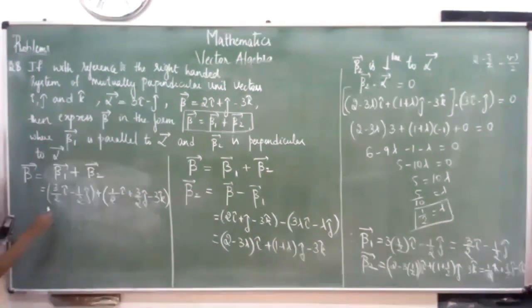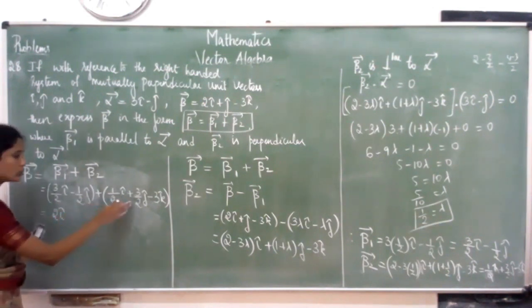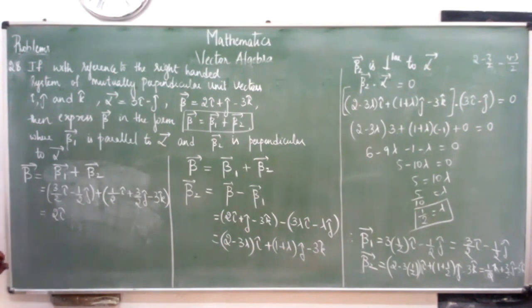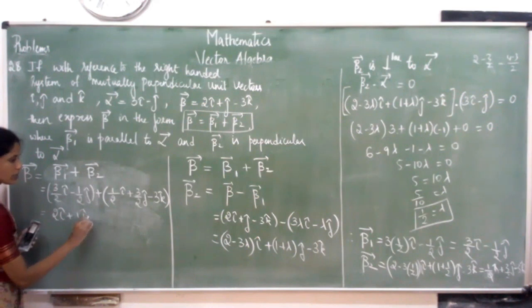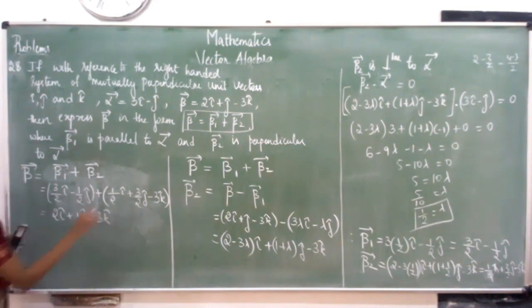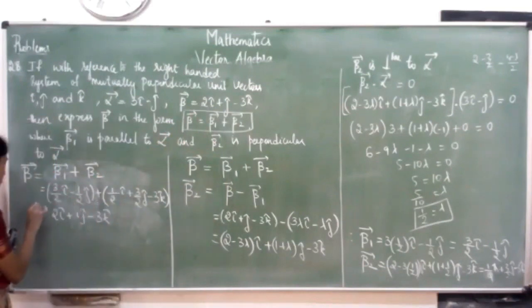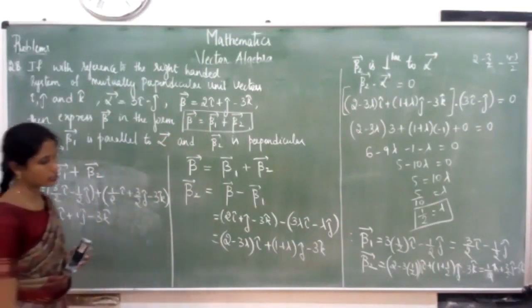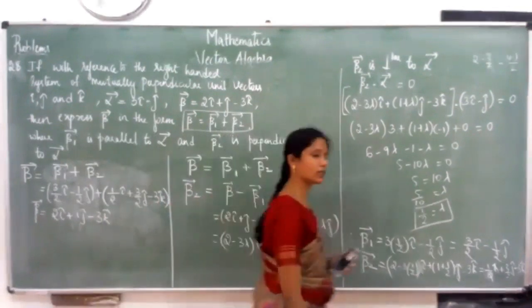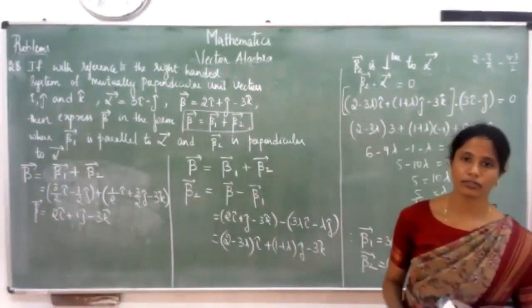So when I simplify 3 by 2 plus 1 by 2, it is 4 by 2, it is 2 i cap. Next, minus 1 by 2 plus 3 by 2, it is 2 by 2, it is 1. Next we have minus 3 k cap. So if you see, we have expressed it, that means the answer which we have found is correct. So if you just find beta 1 and beta 2, it will be enough.